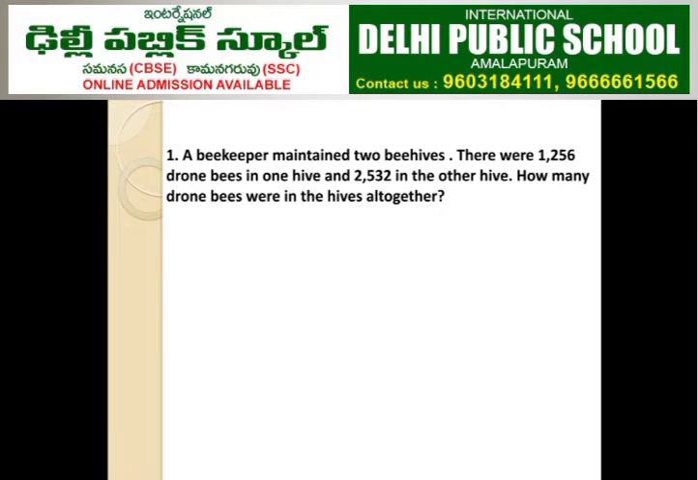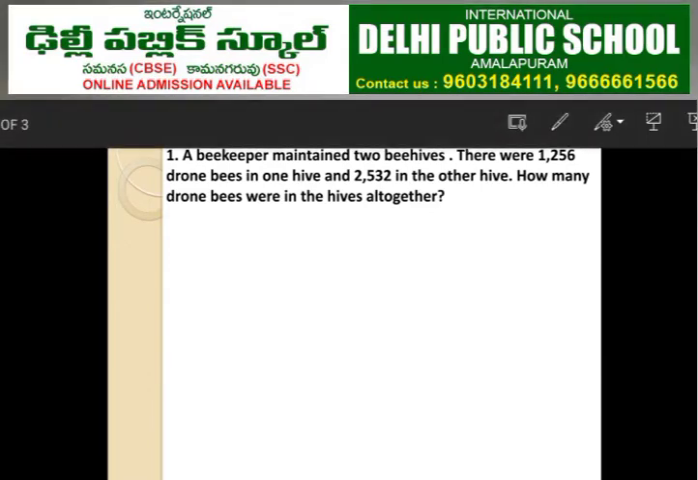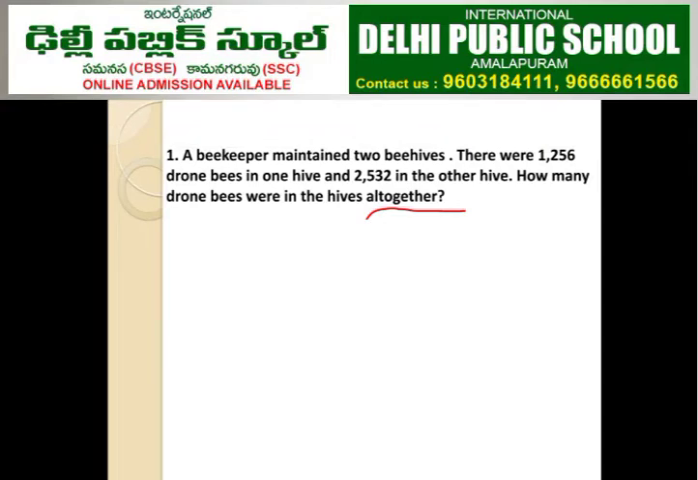Now our question is, how many drone bees were in the hives altogether? So if you see the word altogether, what are you supposed to do? Addition. Altogether, total, in all. These terms refer to addition. Got it? Yes, let's get started doing this problem by writing steps.